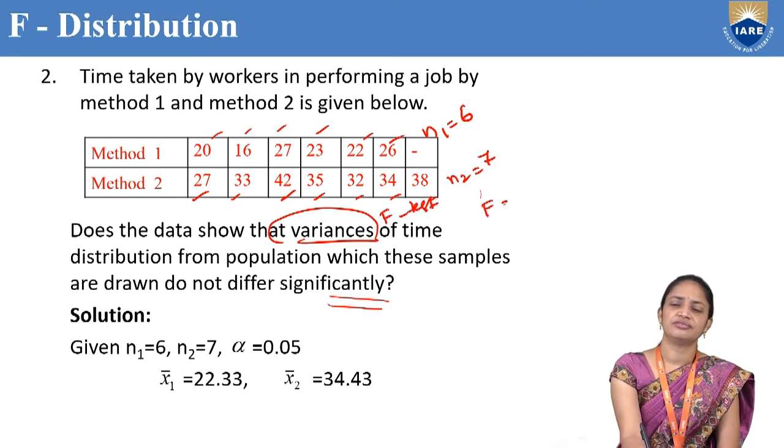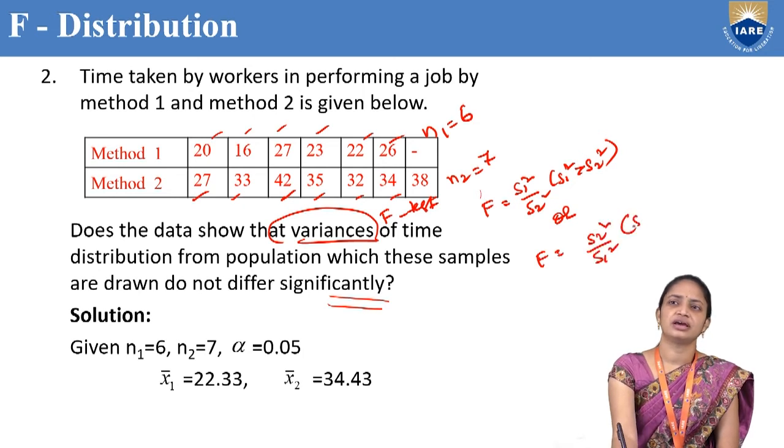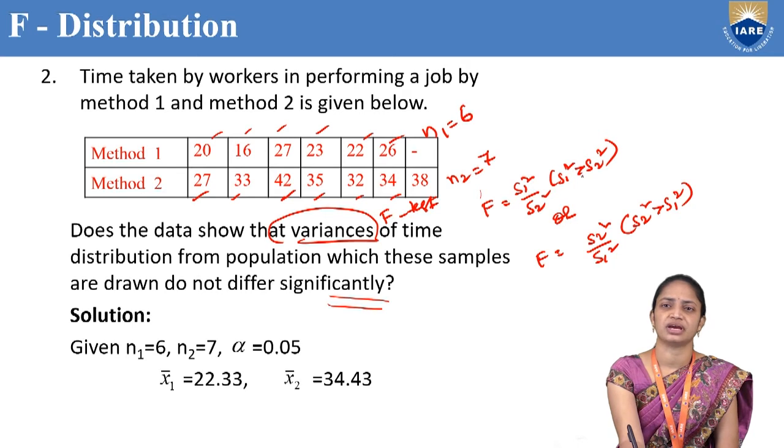So what is the formula for this? F equal to S1 square by S2 square, where S1 square is greater than S2 square, or we can use F equal to S2 square by S1 square, where S2 square is greater than S1 square. So we have to use this method. But how do we find S1 square and S2 square? Here we have only N1 and N2 and some table.